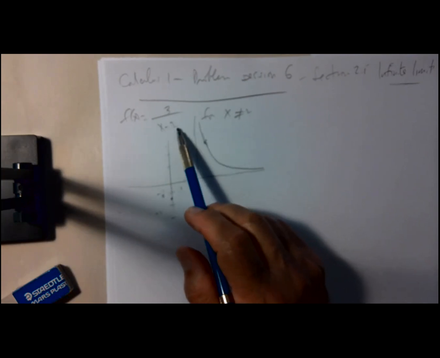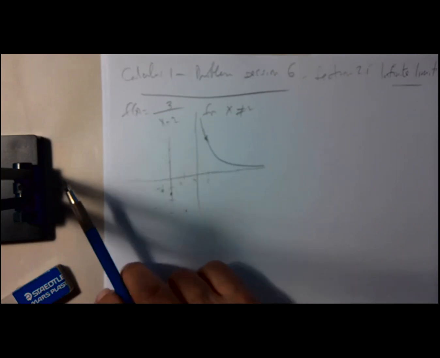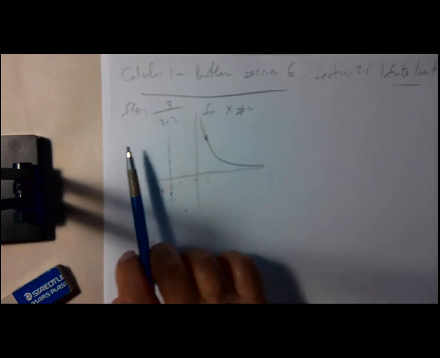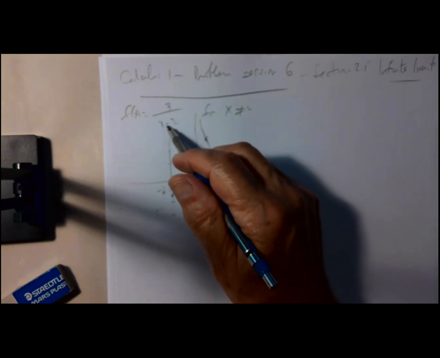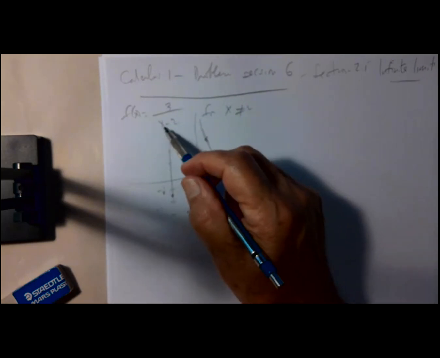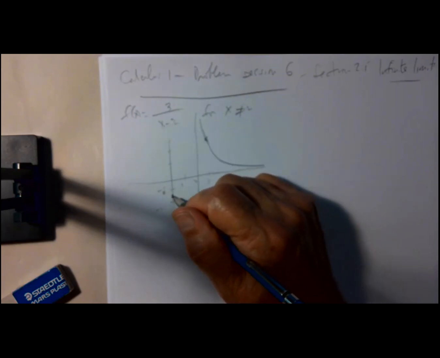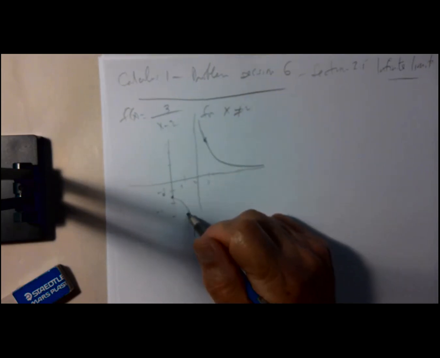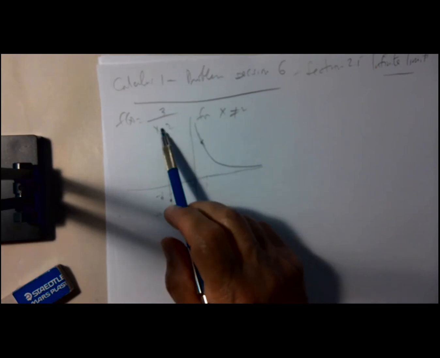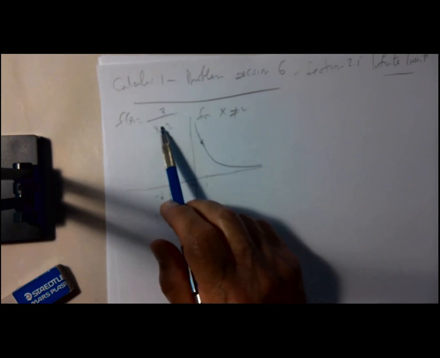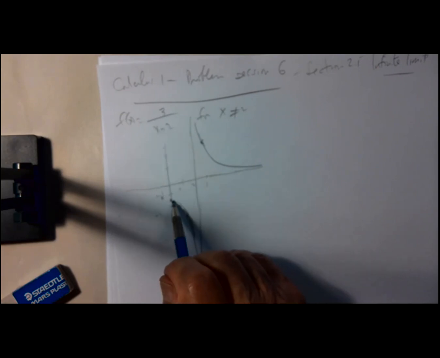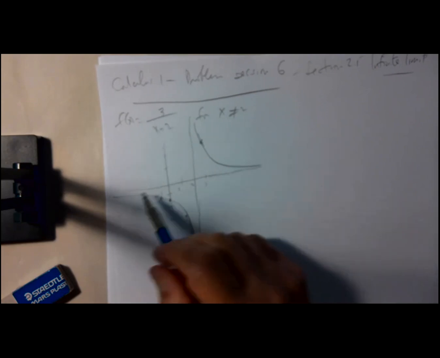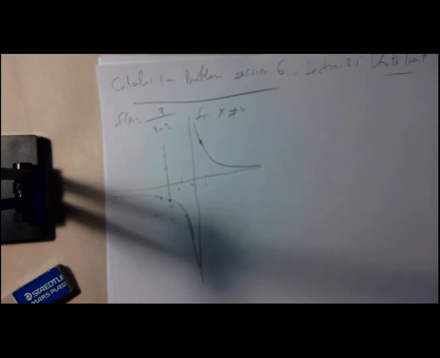If x is less than 2, the denominator is negative, so this value is always less than 0, so you're under the x-axis. As you approach 2 from the left, this is negative and going to 0, so you're going to minus infinity. And as you go out to minus infinity, this denominator is going to minus infinity, so this is approaching 0. So this is what the graph of this function looks like.